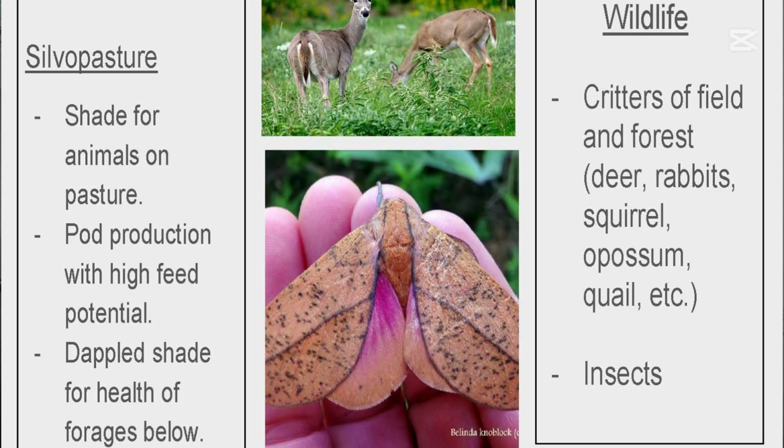So for silvopasture, our focus is the shade aspect, similar to sidewalk plantings. The pod production: it drops a pod filled with a sugary substance, which you've probably seen. It has high feed potential: sugar, of course, protein, different analyses. And even the dappled shade and just its general leaf structure lands you right at that 30% range, which is great for your common forages.